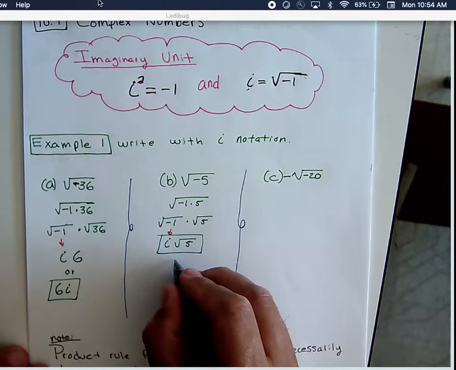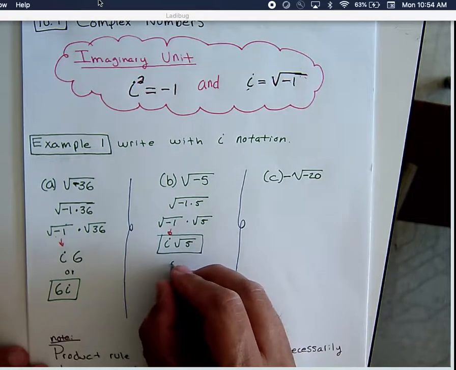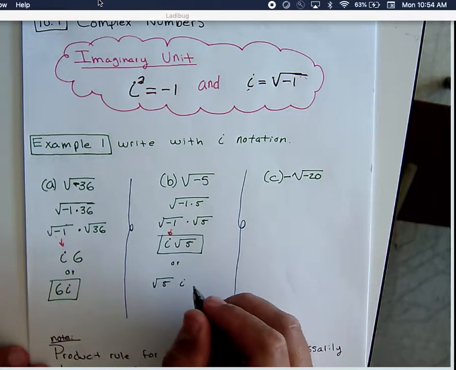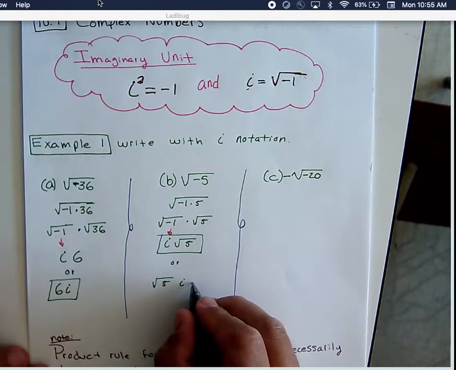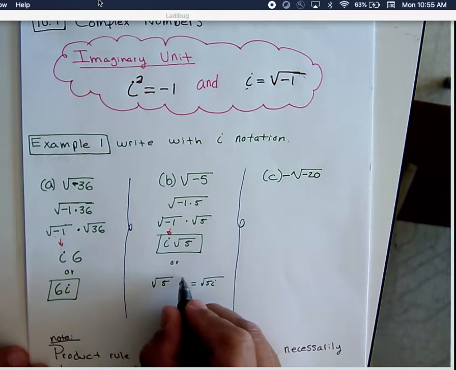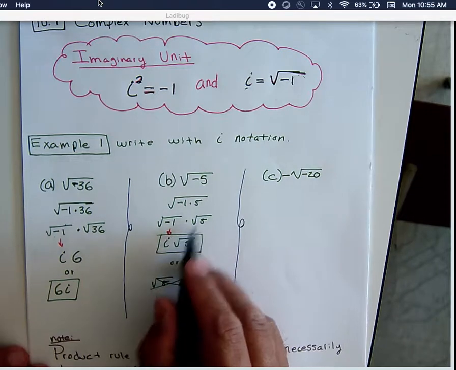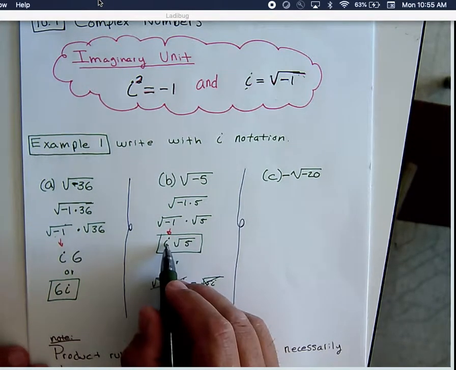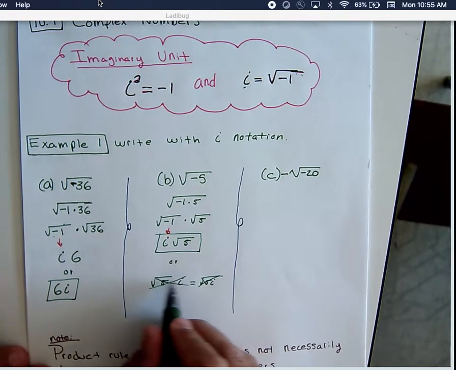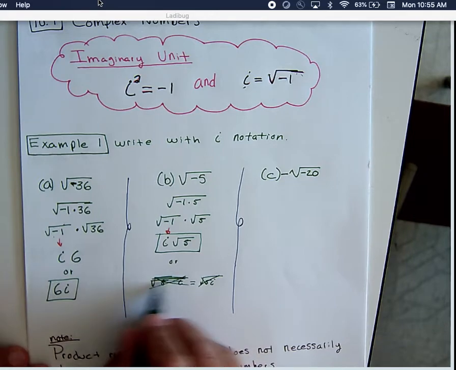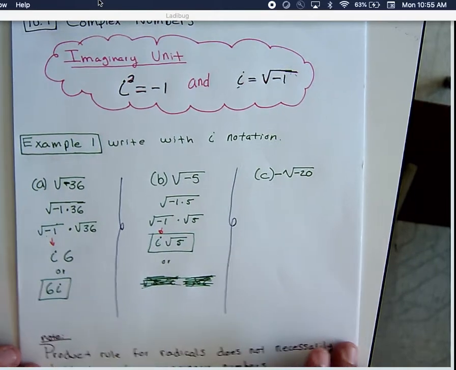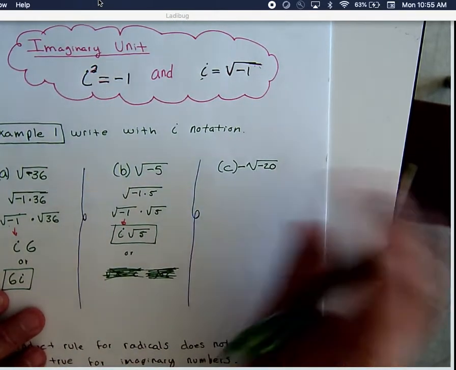Do not give me this and then the i. Not that it's wrong, but it might get confused with this. So when there's a radical and an imaginary number, the i, put the i in front of the radical. This is not wrong, but it might confuse people, so let's leave it like that.